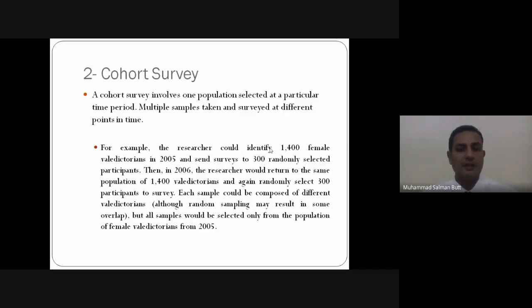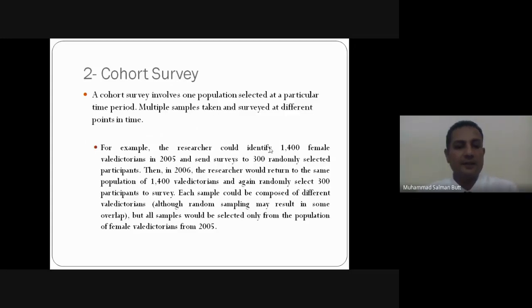So the first concept is you have to understand the cohort. The cohort is a group of people who are sharing the same characteristics. And the second is you are going to study for a longer period of time, as this is a longitudinal survey research. The example given in your book is again for that valedictorian one. First, we will go through this example and then I will give you another example for your better understanding.